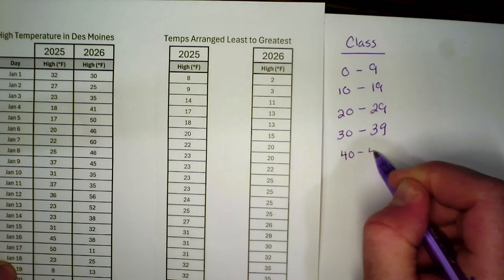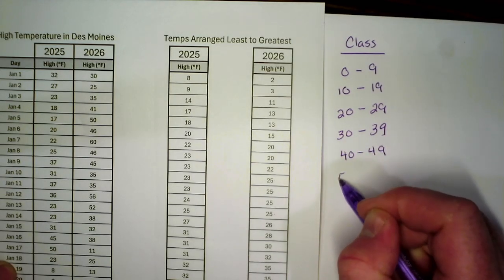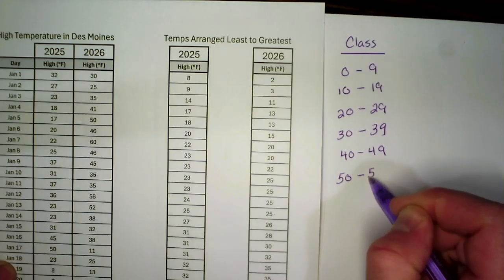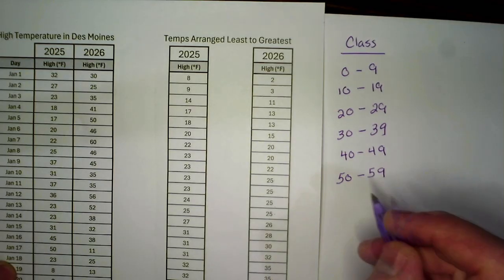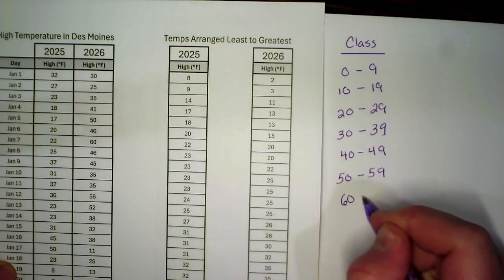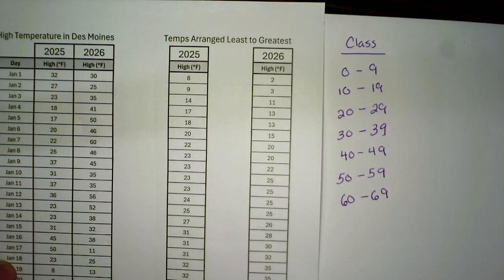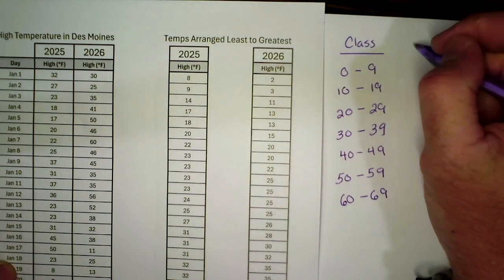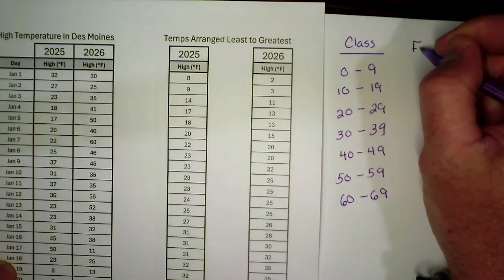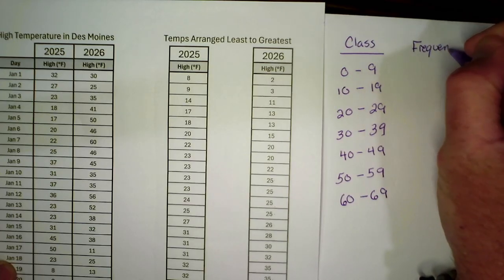Now, I need to keep going all the way up until I get to 60, and I'm not quite there with this group. So even though there was only one day with 60 degrees, I need a whole new group for that. Okay. Now, the other part of my frequency table or my frequency distribution is the frequency.